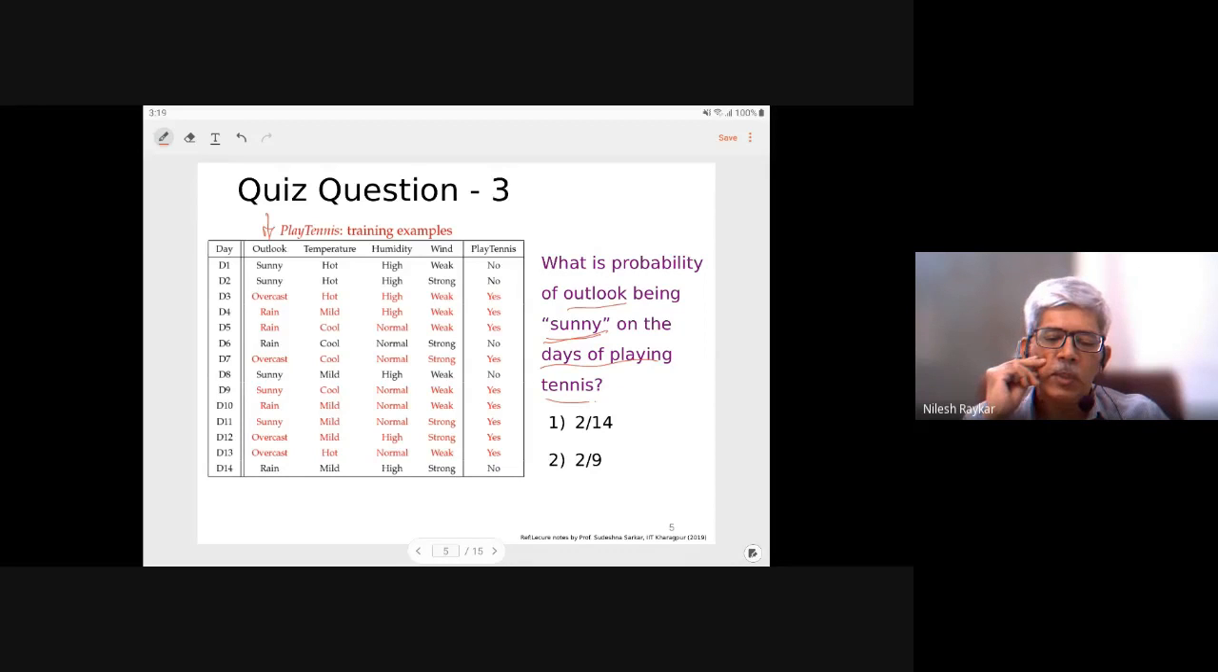That's correct because we are saying that on the days of playing tennis, which means we are talking about yes for the last column. There are a total of 9 yes. And out of those 9 yes, the outlook is sunny only on 2 days. So there are only 2 days where the sunny climate is there, which means that 2 by 9 is the correct answer.